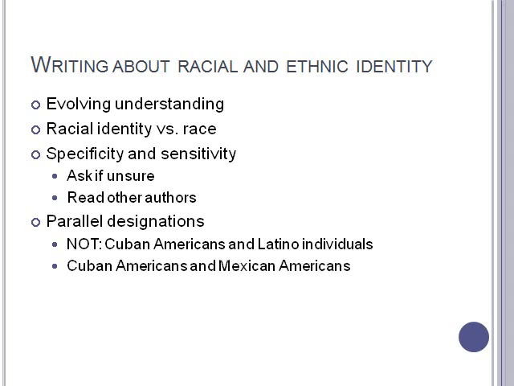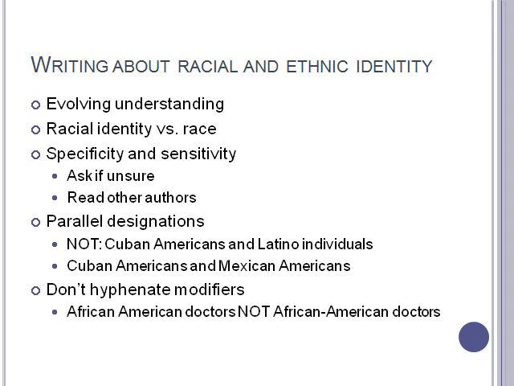So it'd be more appropriate here, if this is what we're talking about, to talk about Cuban Americans and Mexican Americans. And then another thing, which is just kind of a minor style thing, you don't hyphenate modifiers. And we'll talk about hyphenating later. So generally when you have two words together to modify another word, they get hyphenated, but not when we're talking about racial and ethnic identity. So about African American doctors, there's no hyphen between African and American, even though for most other things in APA style, two words that modify another noun work together as one modifier. You would hyphenate, not for racial or ethnic identity.